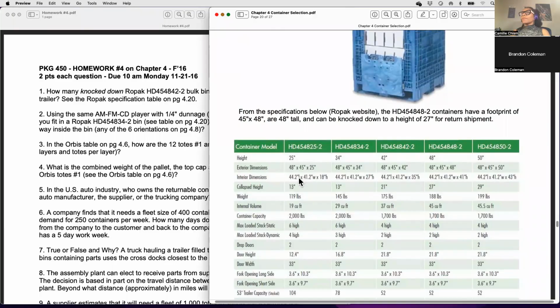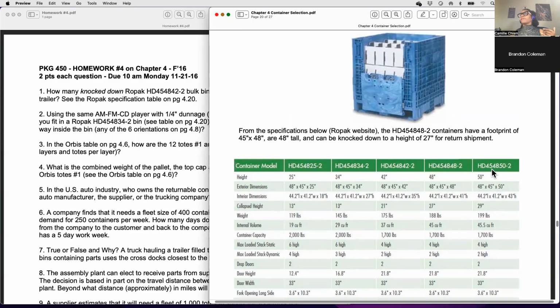So this is telling you a couple of things. You've got the height of the container. We'll use the 48, 45, 50. I'll just use that one because it's a little bit more even. So the height is 50 inches. That goes along with stacking 2 on a trailer. It's a pretty easy calculation because you're going to be at 100. So you hit that rule of thumb, right? The exterior dimensions are 48 by 45 by 50.